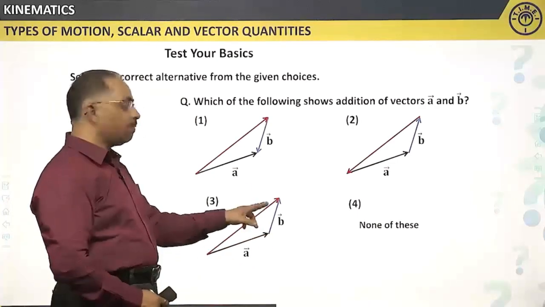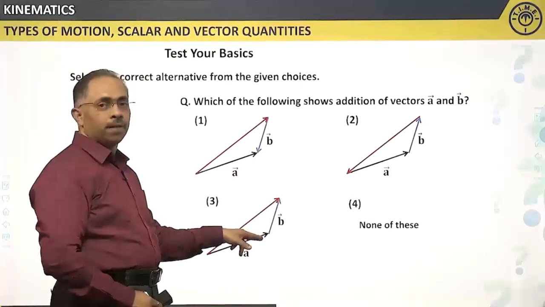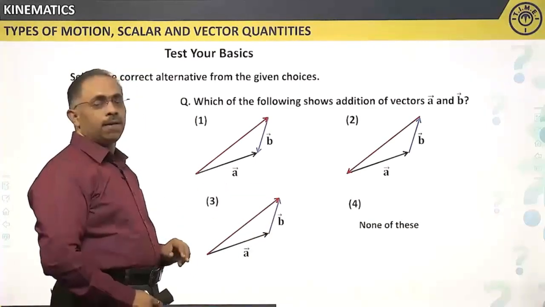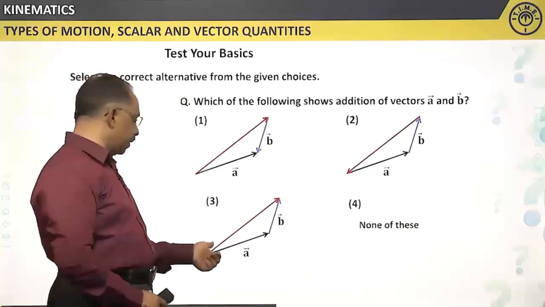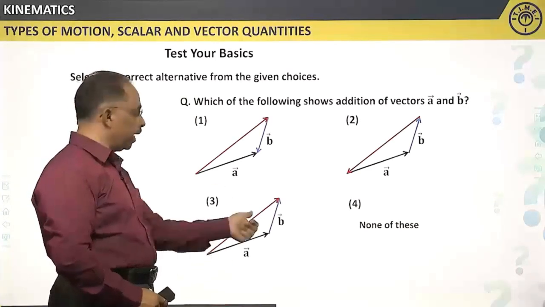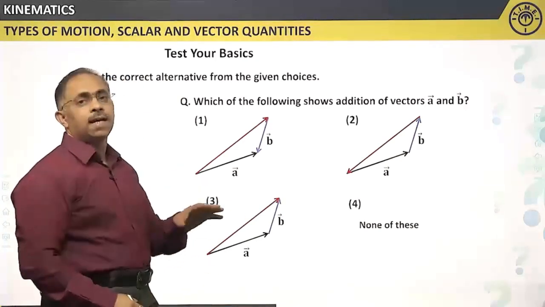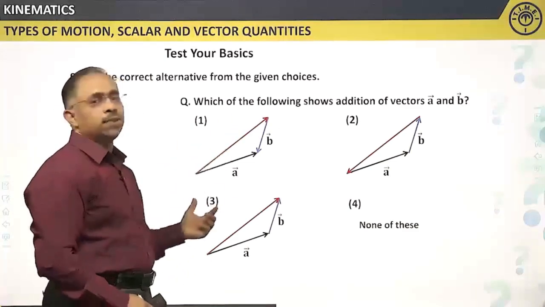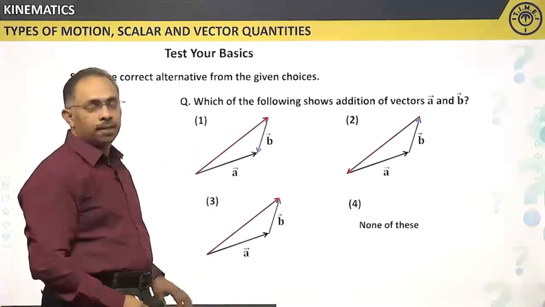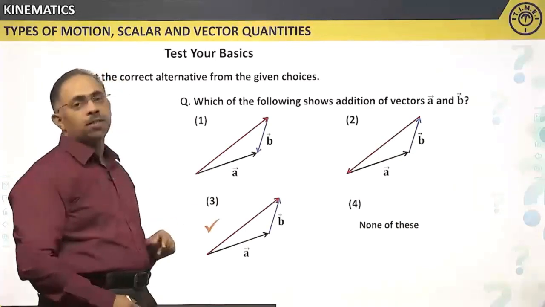Whereas the second vector starts at the end point of A and goes over here. The resultant of these two is given by the starting point of the first vector to the ending point of the second vector. So this gives the correct addition of these two vectors A and B. Clear? This is according to the triangle law of addition of vectors.